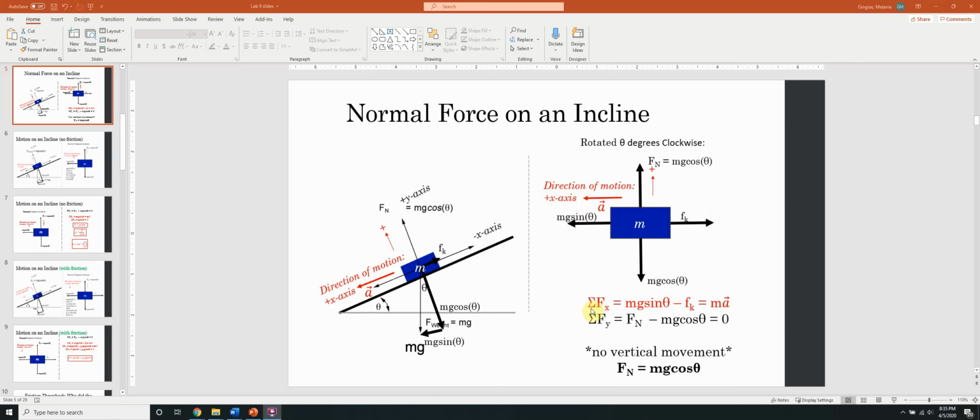So if we go along and just collect all of our terms and look at things in terms of x and y, then if we sum up our forces in the x direction, we would have mg sine of theta minus the frictional force, right?